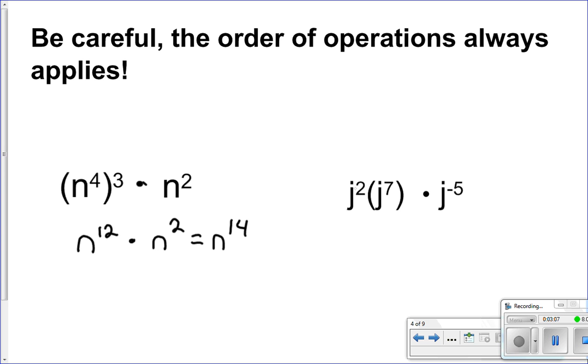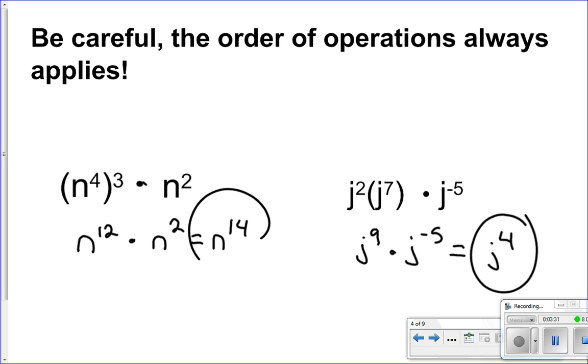Over here I get j squared times j to the 7th. Even though there are parentheses here, this is a multiplication problem, so it's 2 plus 7. It's j to the 9th. Be careful of that. J squared times j to the 7th, you add the exponents. Then times j to the negative 5th. 9 plus negative 5 gives j to the 4th power.